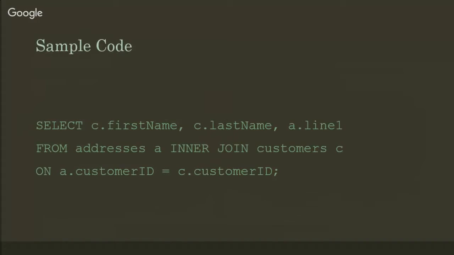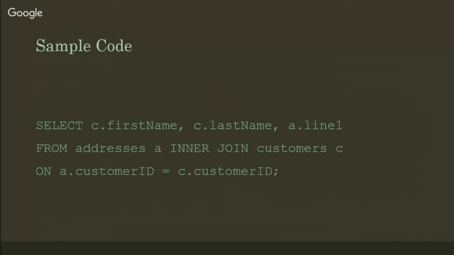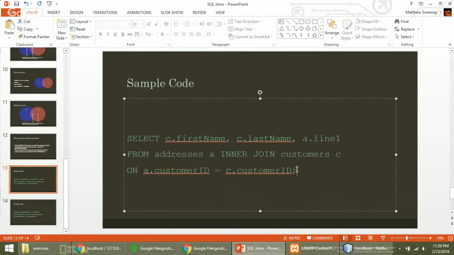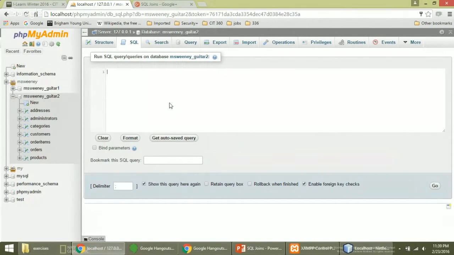Here is some of the sample code from the guitar 2 database, the database that we're using for our text. This one shows an inner join, returning the first, last, and address lines. And this one shows the product name and the item price with a left join. I'm going to show you what kind of results would come from those, so I'm going to leave the presentation to go into phpMyAdmin.